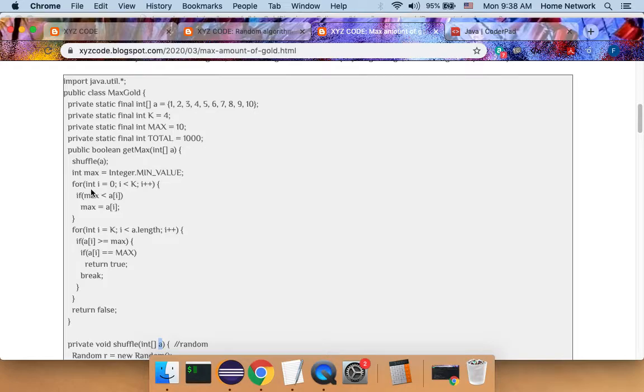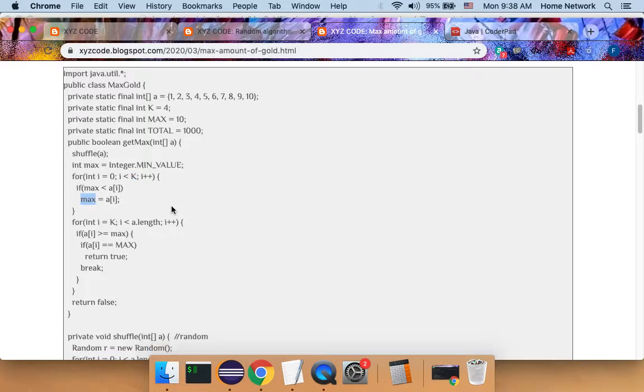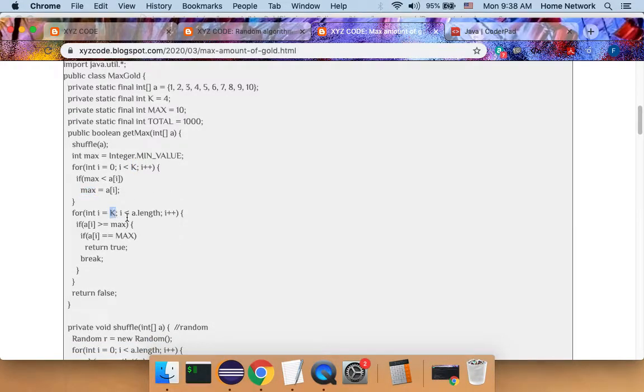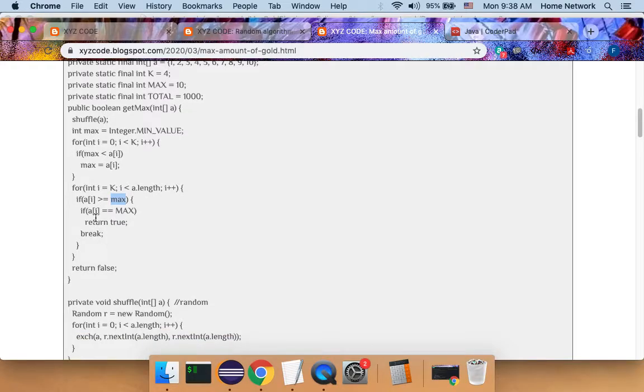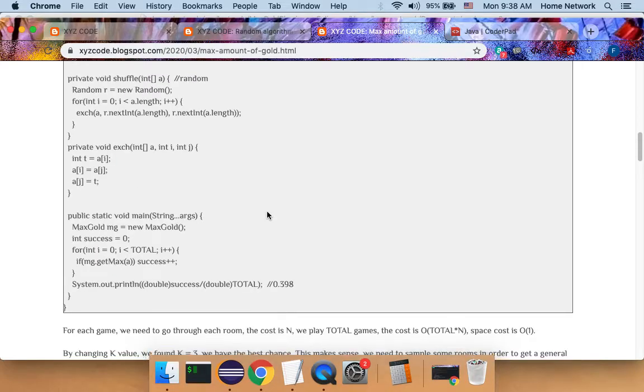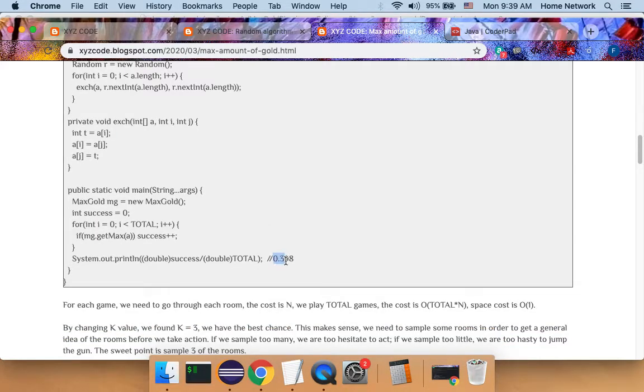Then we start to play the game. We check the first K rooms, which is 4 in this case, and we remember the maximum amount. Then we go through the rest of the rooms. If any room has gold larger than the max, then we can decide success or not. If that room has the maximum amount, we have a win game. Otherwise, we have a lose game. So playing that game, we get this number.